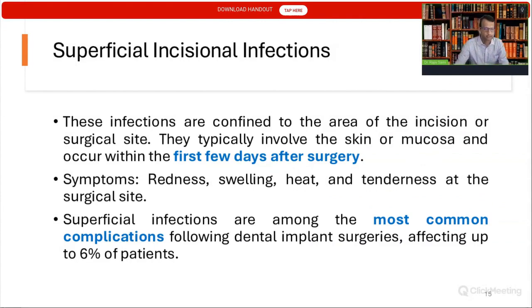Another aspect is superficial incisional infections. These infections are confined to the incision or surgical site. This typically involves the skin or mucosa and occurs within the first few weeks of the surgery. The key symptoms are the cardinal signs of inflammation: redness, swelling, heat, and tenderness. And these infections are most commonly seen while putting implants, not the abutment, but the crown part of the implants.